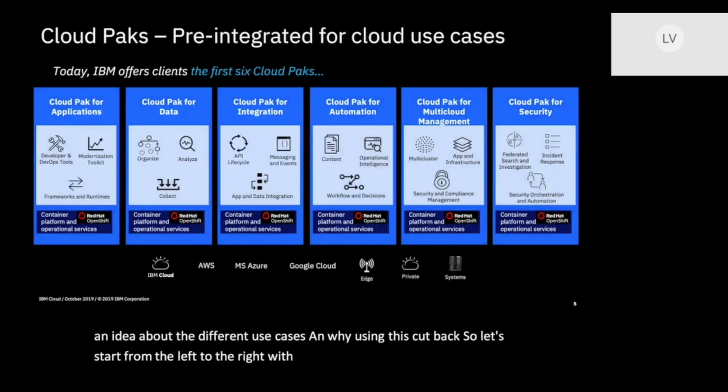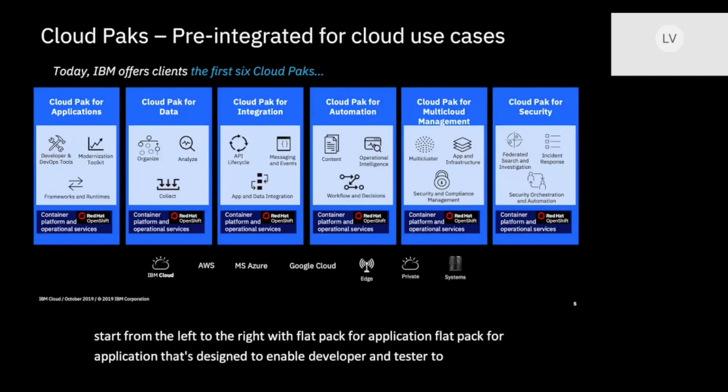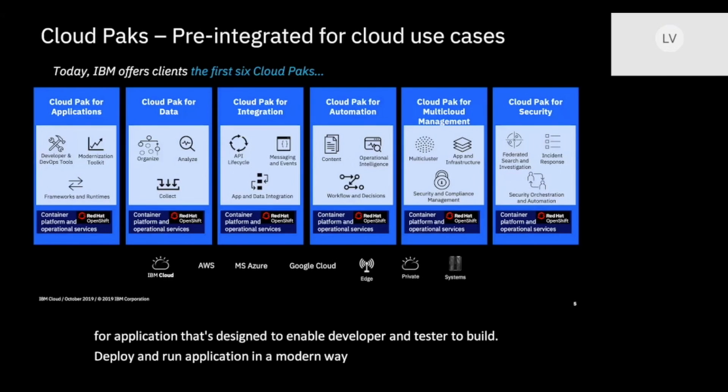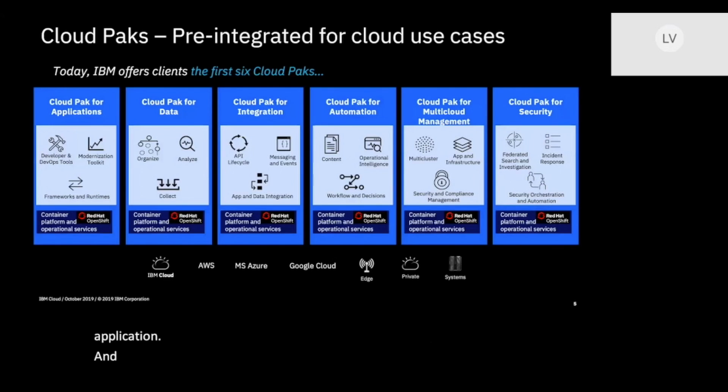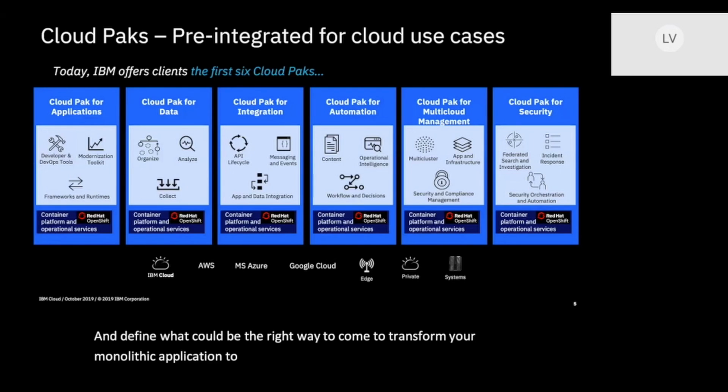Cloud Pak for Applications is designed to enable developers and testers to build, deploy, and run applications in a modern way, I mean microservice-based development. That enables you to transform and modernize your applications. There are several tools to help you analyze your application and define the right way to transform your monolithic application to a microservice application, or maybe a piece of your monolithic application to a microservice application.